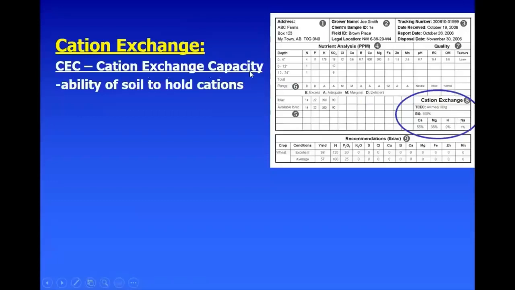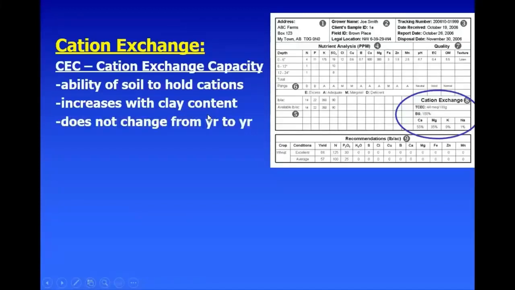Because the cation exchange capacity is just the ability to hold cations. Typically, it's determined in milliequivalents per 100 grams of soil. The higher the number, the more cations it'll hold. Typically, the higher your cation exchange capacity, the more clay you have in your soil. Really, it's just a factor of how much clay you have in your soil.